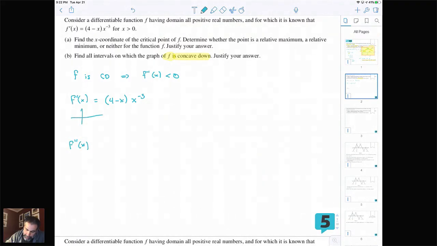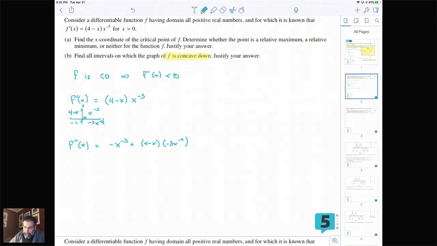You can do this a couple of different ways. It's kind of set up already like a product rule, so I'm just going to set this up as a product rule. Right now I'm writing my way of doing the product rule. I get the derivative of the first times the second, which is negative x to the negative 3, plus the derivative of the second times the first, which will give me 3x to the negative 4. That's going to be my second derivative.